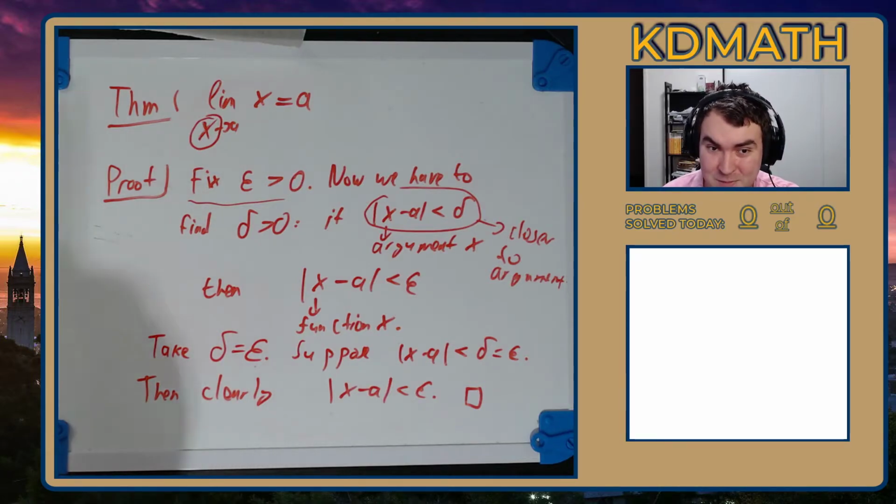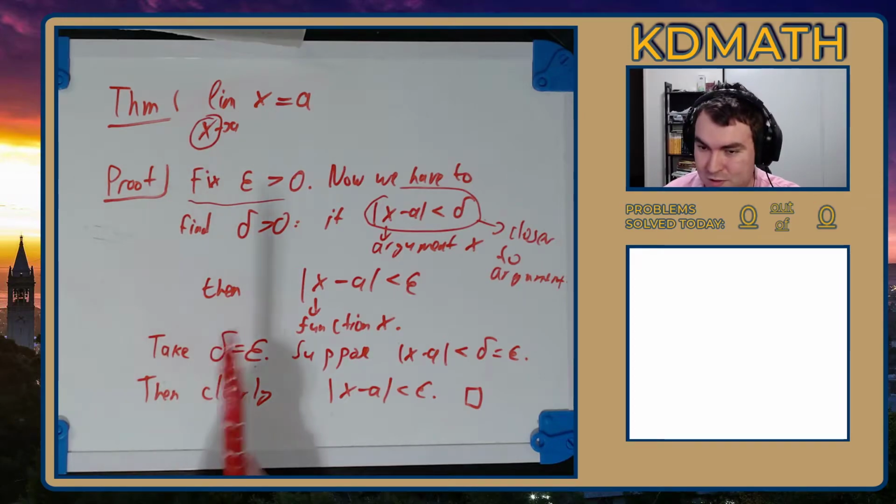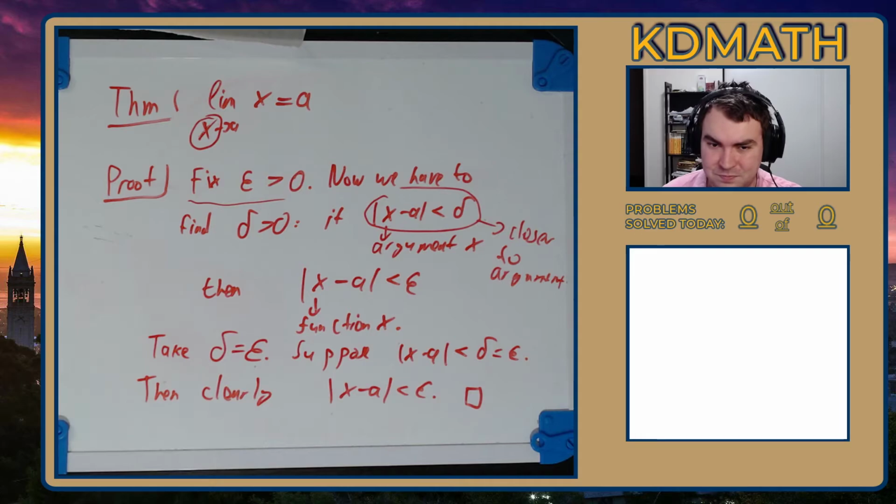So we fixed our epsilon greater than 0. We said we have to find a delta with those properties. And then, as we educatedly guessed, delta equals epsilon would work.